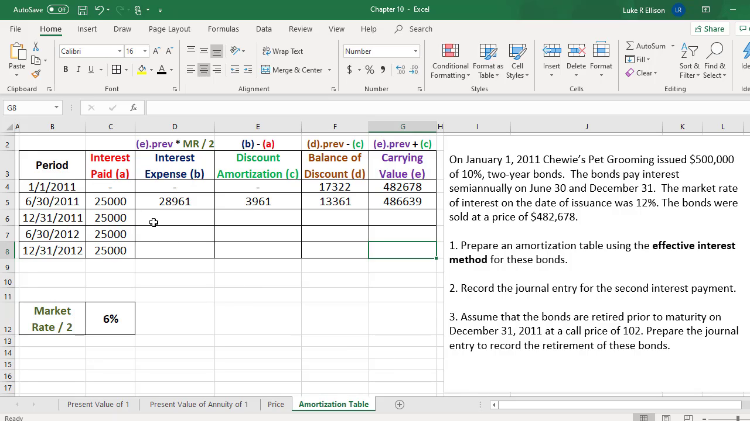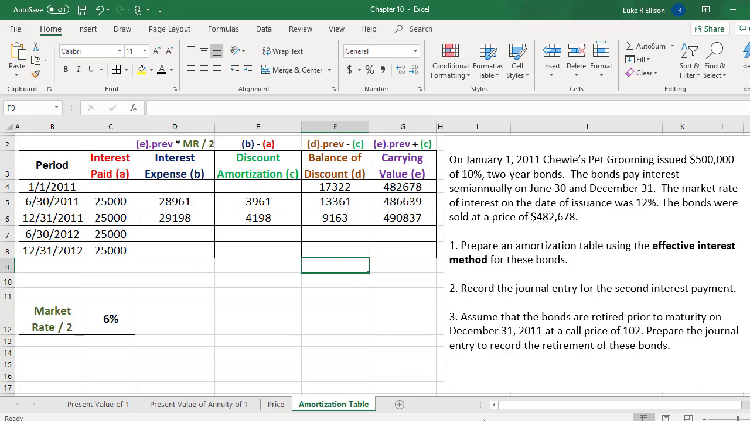So the rest of the table ends up being a little bit more repetitive, which is kind of a good thing. It's just going to be the same formulas we're going to apply to the remaining rows. So here for the interest expense, we have to take the previous carrying value, which is over here. We need to multiply that by the market rate of interest divided by 2, which is 6%. For the discount amortization, we take B minus A, which is interest expense, minus the interest paid. For the balance of the discount, we take the previous value and we subtract the discount amortization. For the carrying value, we take the previous amount and we add the discount amortization. And then you can do the same thing for the remaining 2 rows.